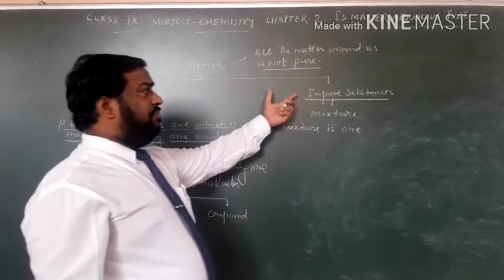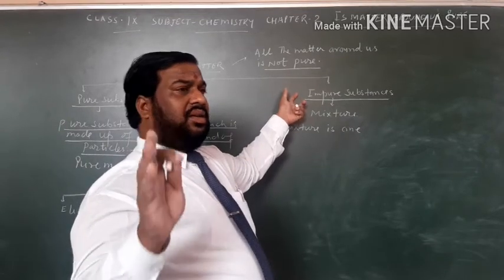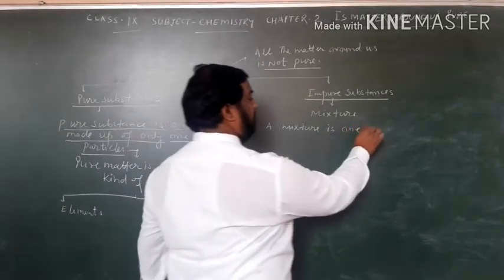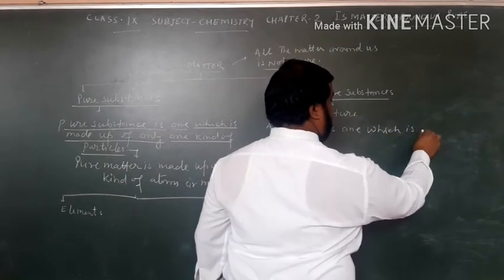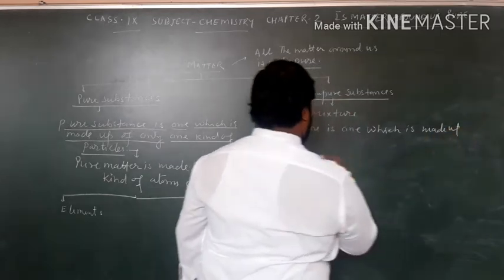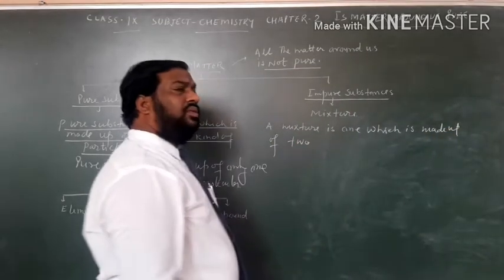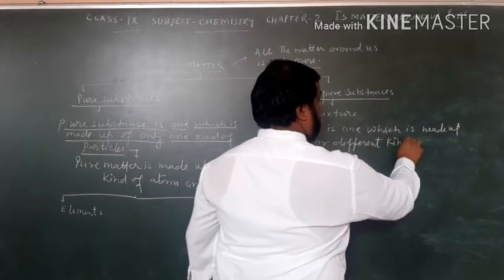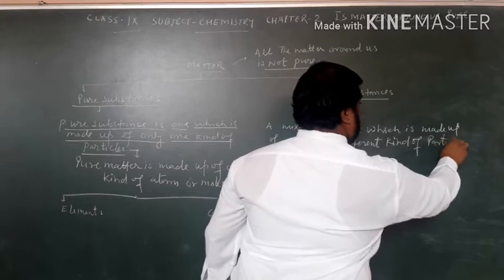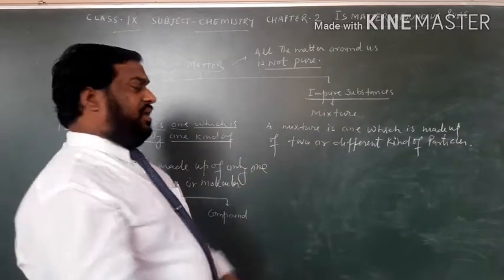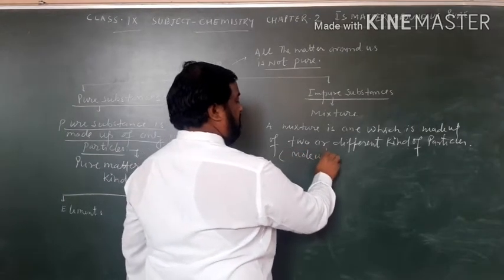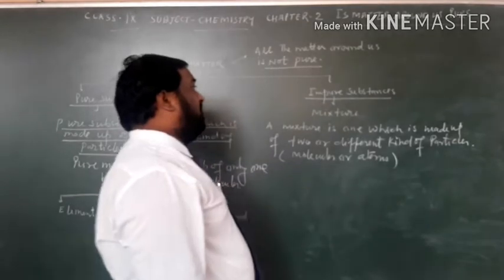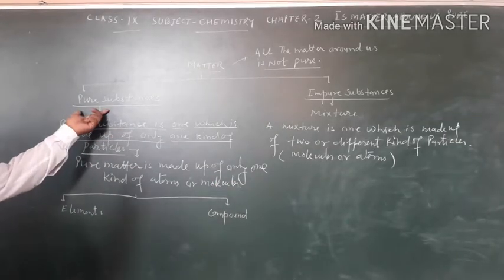On the other hand, impure substances are known as mixtures. So a mixture is one which is made up of two or more different kinds of particles, and these particles may be molecules or atoms.